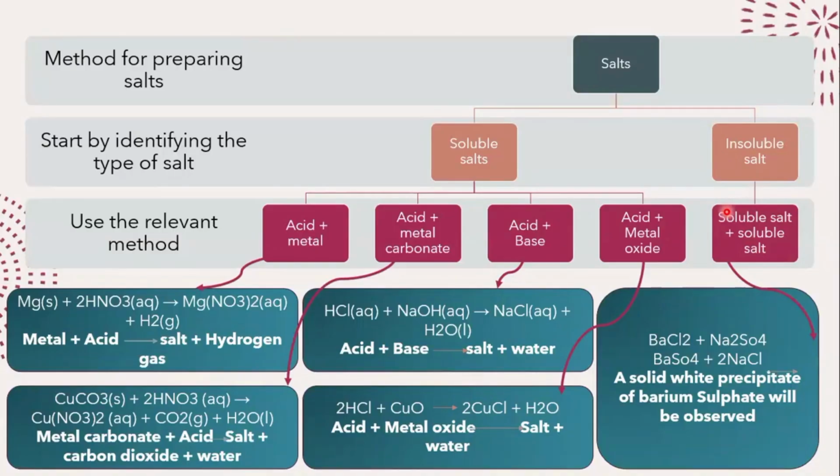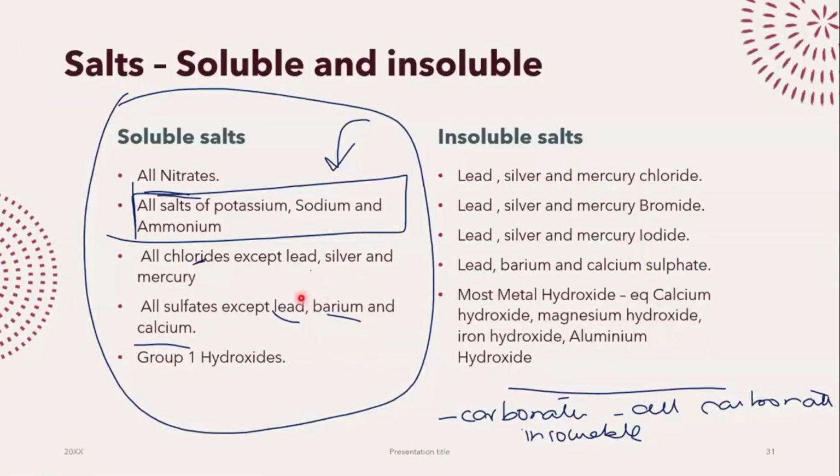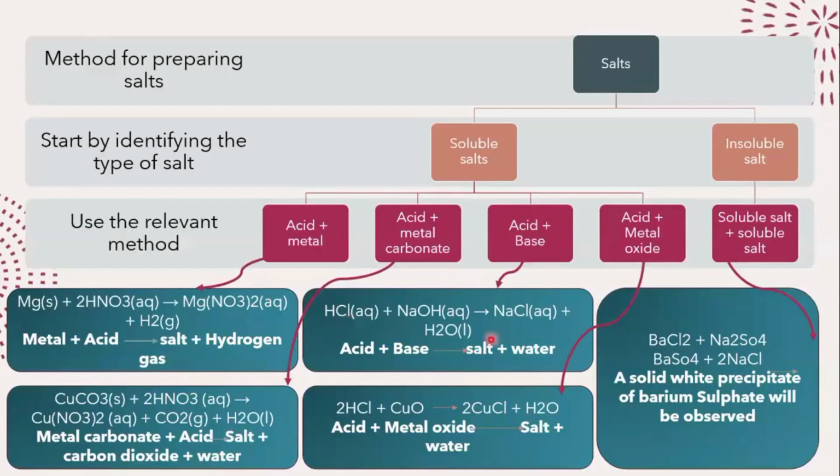They're soluble. So for example, I want to make barium sulfate. You and I both know that barium sulfate is an insoluble salt. All sulfates are soluble except for lead and barium. So I want sulfate ion and I want barium ion. So choose one compound with barium in it and one compound with sulfate in it.